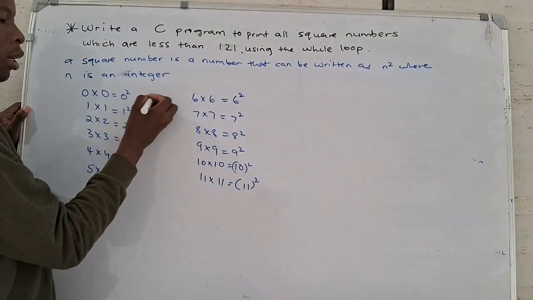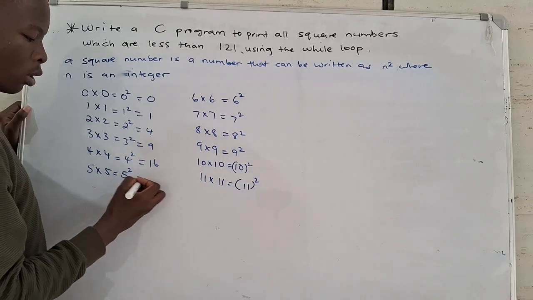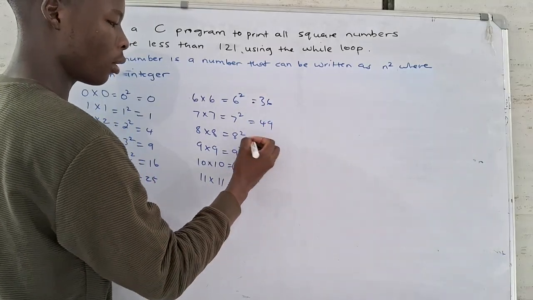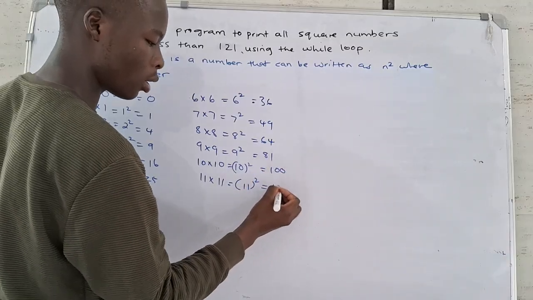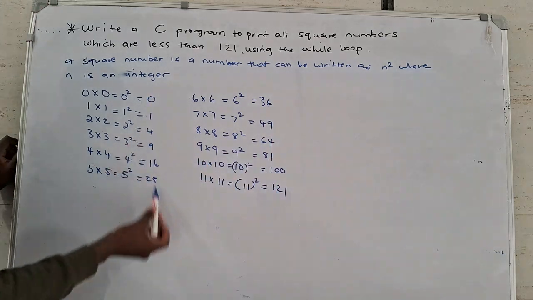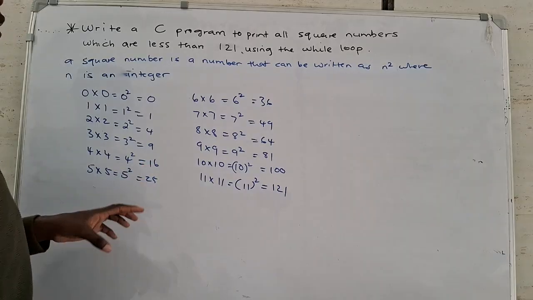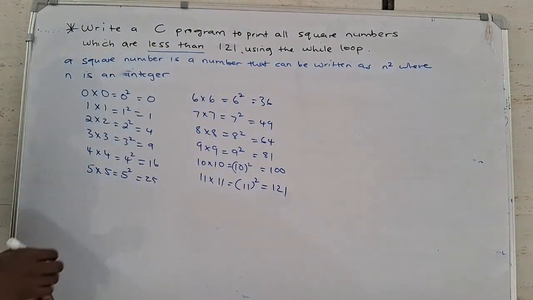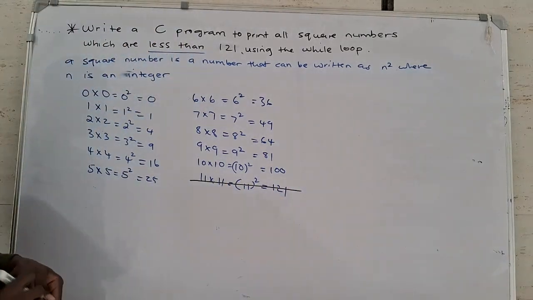So here what is the answer? This is 0, 1, 4, 9, 16, 25, 36, 49, 64, 81, 100, and this is 121. So these are the perfect squares. The program should print all square numbers which are less than 121. It means 121 is not part of the output.